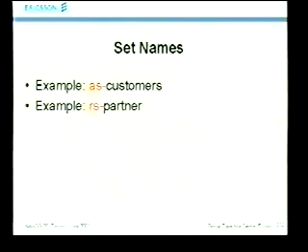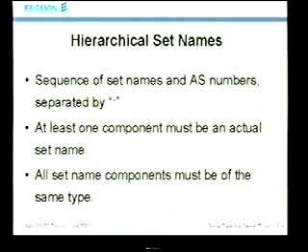Set names, AS-customers or RS-partner. I mentioned, however, that you can have hierarchical set names, a sequence of set names and AS numbers separated by colon. At least one component must be an actual set name, but when you have set names, all the set name components must be of the same type. So you can't mix RS sets and AS sets in the same hierarchical set name. Okay?